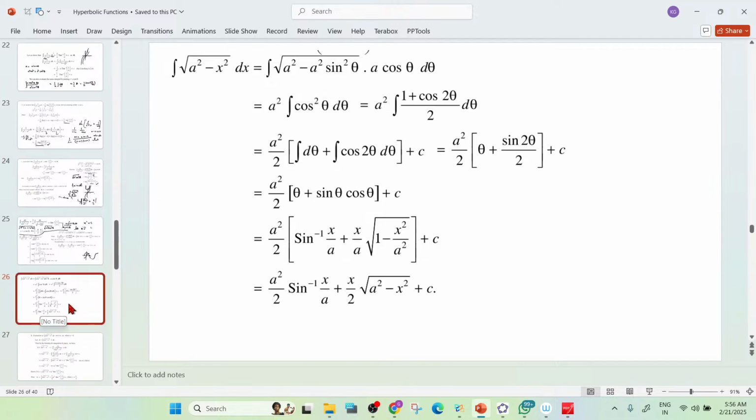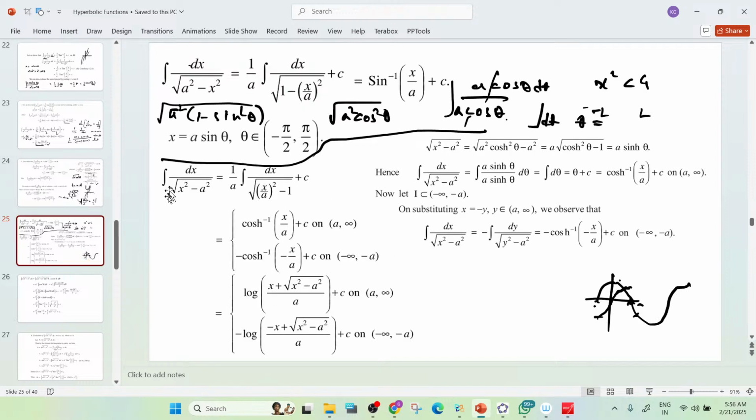Oh, no, not this one. X square minus a square. So x square greater than 2 square. What does that mean? X greater than plus 2 or x less than minus 2, right? Because it's in the denominator, we are not taking equal to. Let's say x is greater than a.